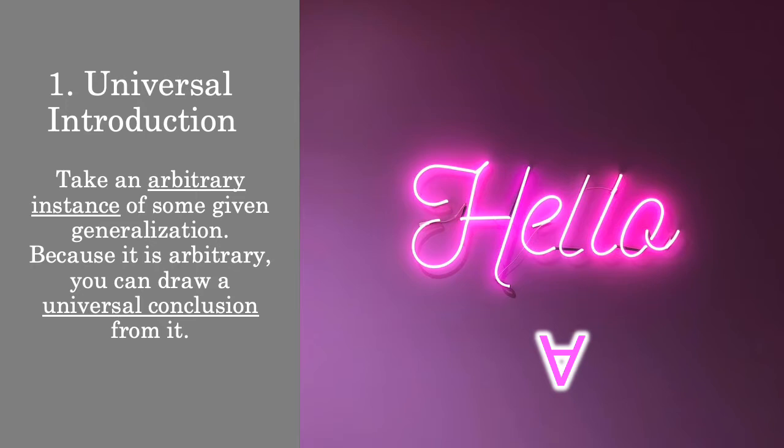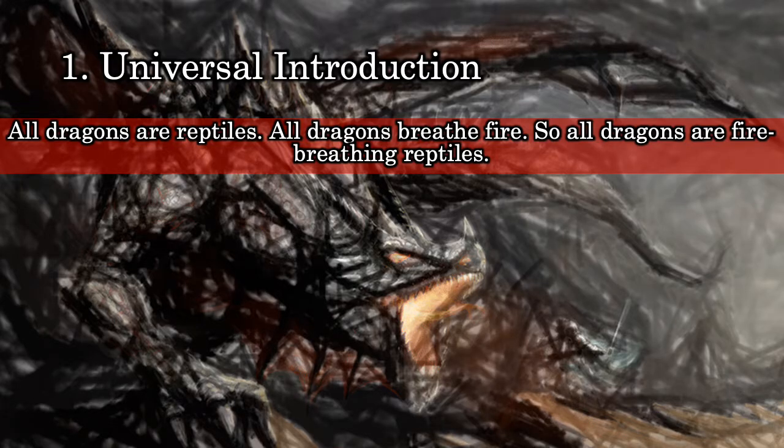So the basic idea behind universal introduction is this. You take an arbitrary instance of some given generalization. Now, because it's arbitrary, you can draw a universal conclusion from it. Here's a simple example. All dragons are reptiles. All dragons breathe fire, so all dragons are fire-breathing reptiles.